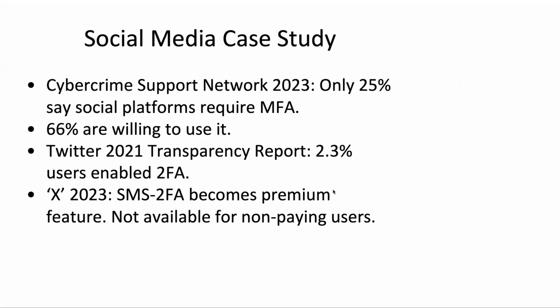So let's see. Another thing that often gets looked at would be social media, which is not a bank, and it skews towards younger people. So this is a better idea of what users use it on all levels, or they just use it sometimes if they're forced to use it. And the Cybercrime Support Network said that only 25% of the social media platforms required it. So if you wanted to use it, it was mostly a personal choice.